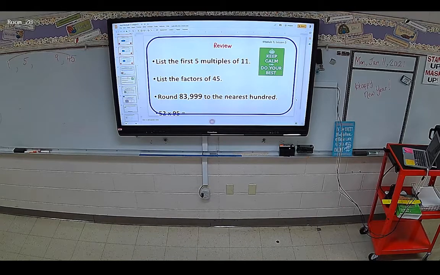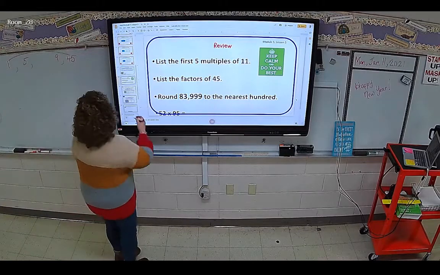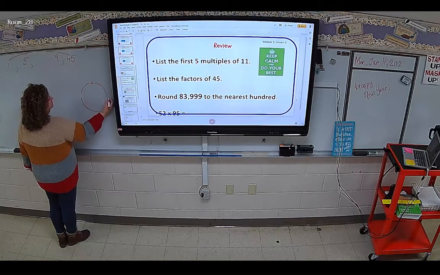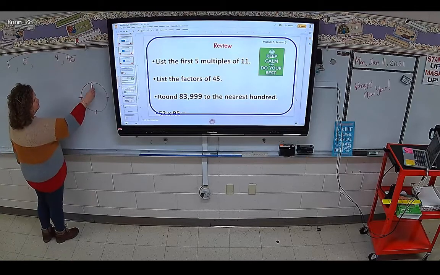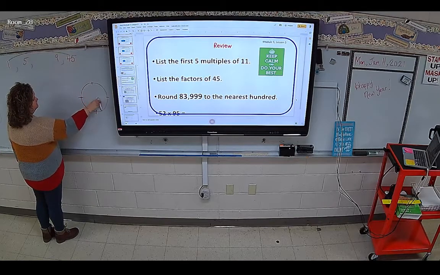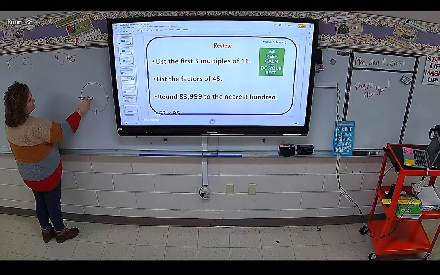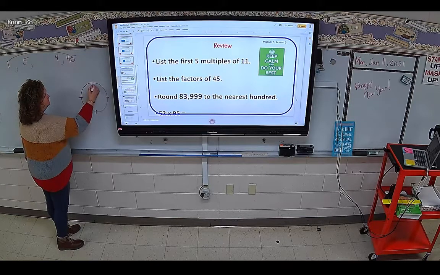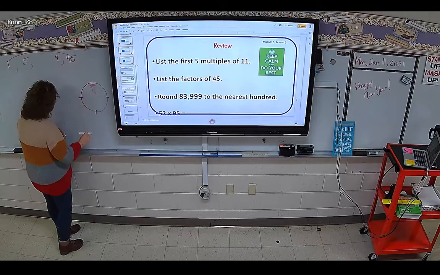3 times what could be 45? Now I'm going to give you another hint. Think of the clock. Some people use the clock for math. I don't know if people at home can see this. Sometimes on the clock, you only see these 4, and that's because we know this is 15 minutes, this is 15 minutes, this is 15 minutes, this is 15 minutes. What do we say when the, let's see, I'm not very good at writing this right now.